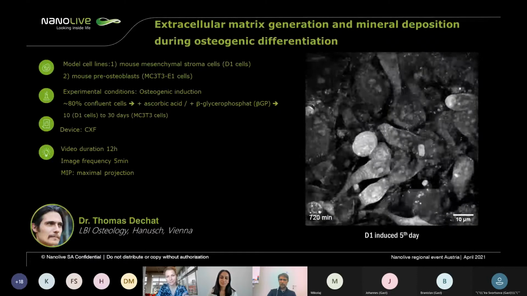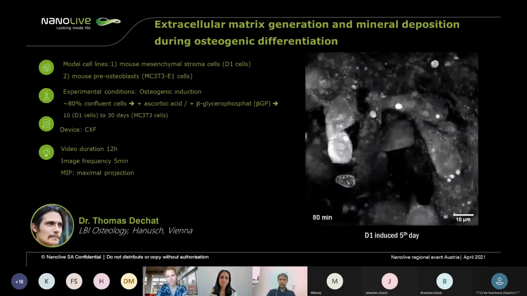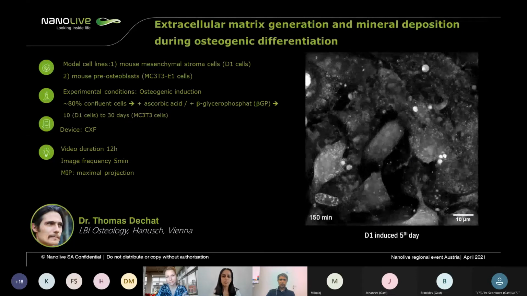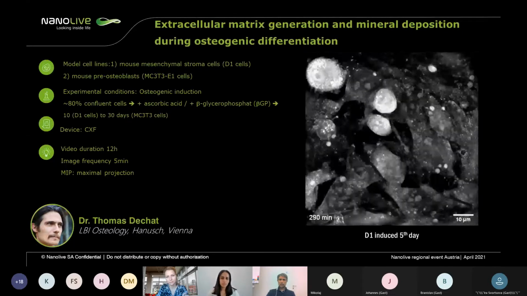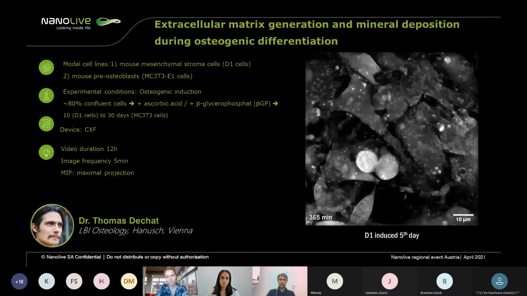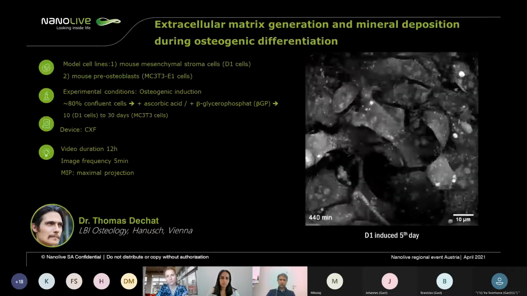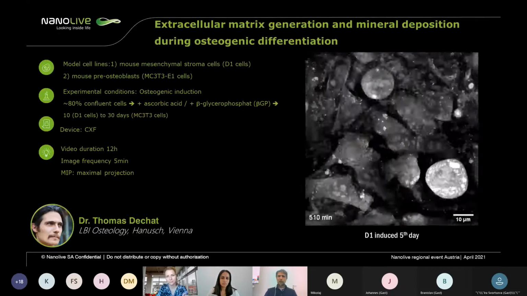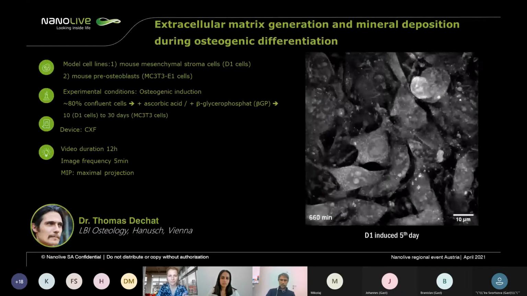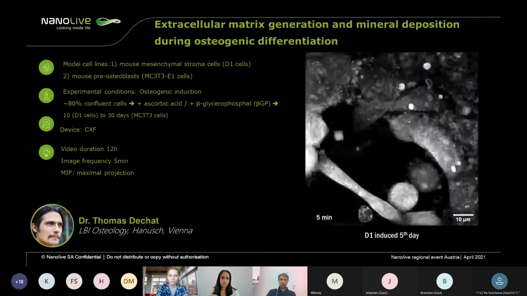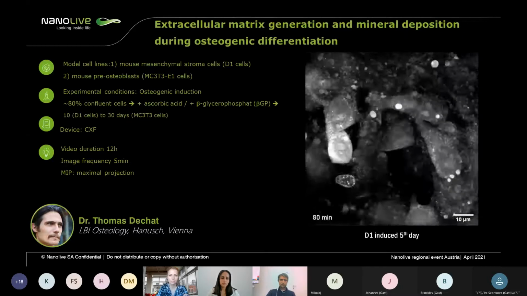This was an overnight movie of 12 hours. I have to say the cells are really happy. Even if you watch them overnight, there are no problems. You can put the cells afterwards in the incubator and they're still growing and happy. So that is really, really good. The microscope is not really harmful to the cells.